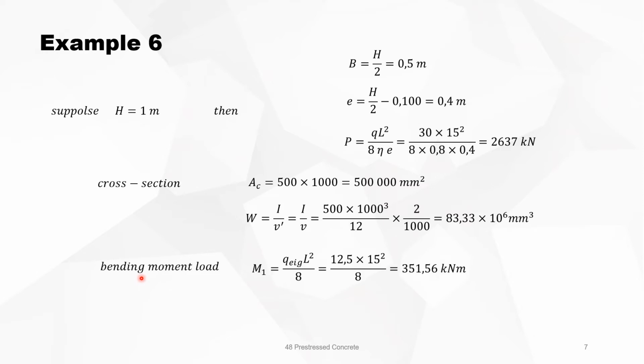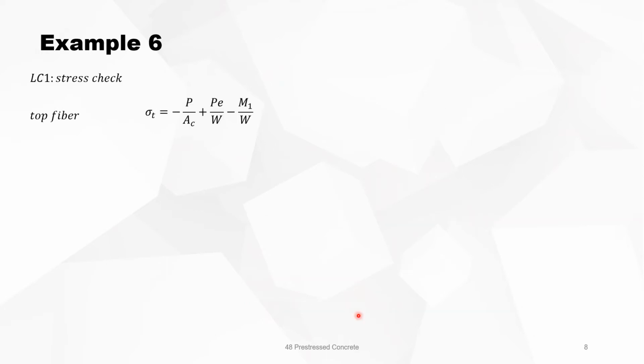And the bending moment with the proper weight of the beam is 351.5 kilonewton meter. And the bending moment for the mobile load is then 843.75 kilonewton meter. So we now do the stress check.